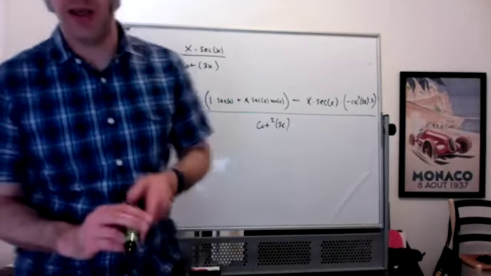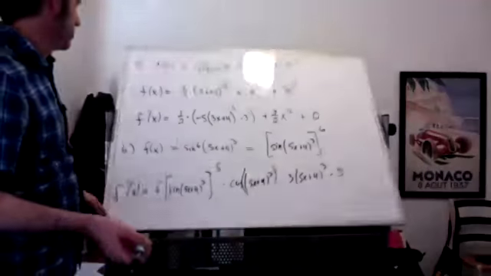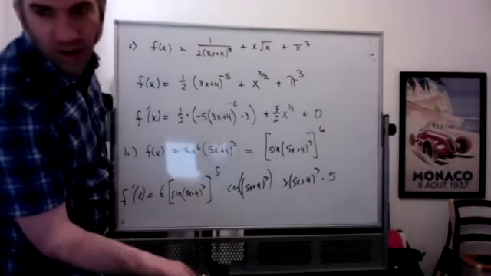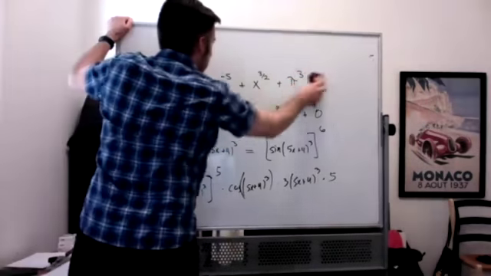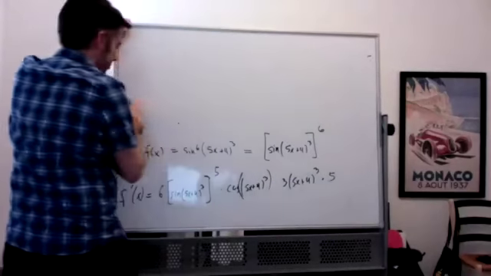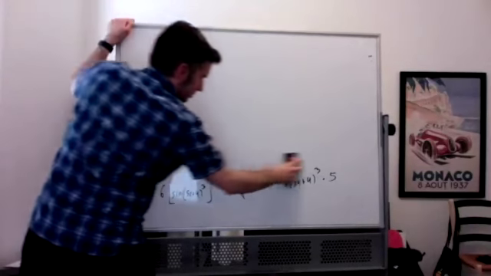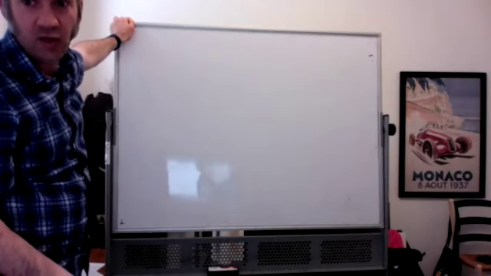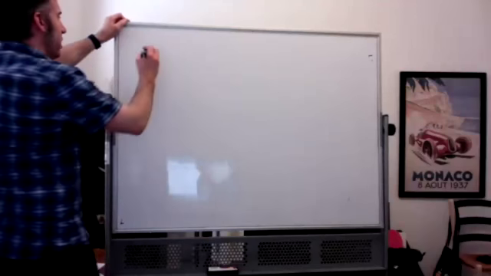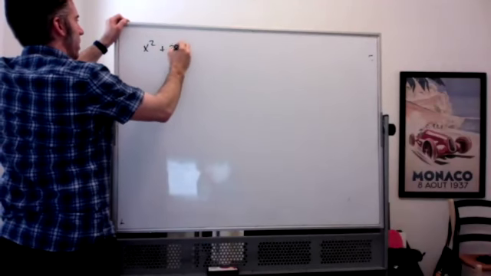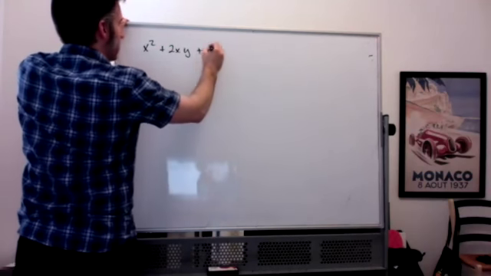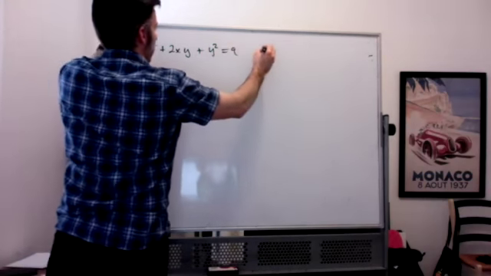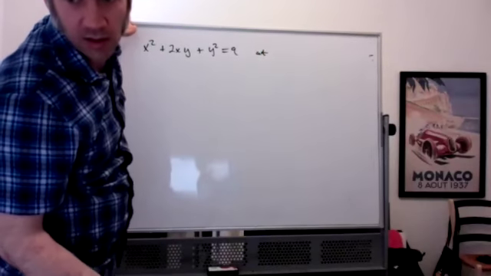All right, so problem 10. All right, that was problem 9. That was problem 8. It's problem 9. Okay, problem 9 says find the equation of the tangent line to x squared plus 2xy plus y squared equals 9 at the point (0, 3).